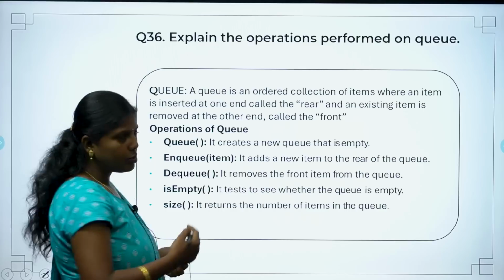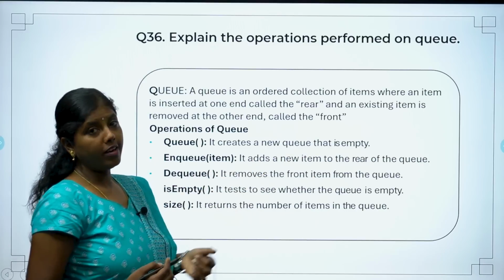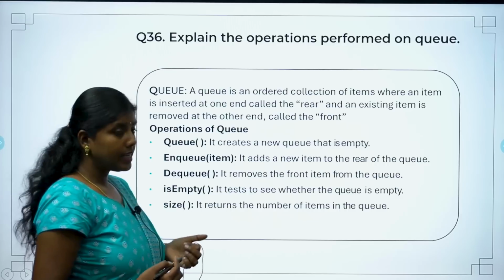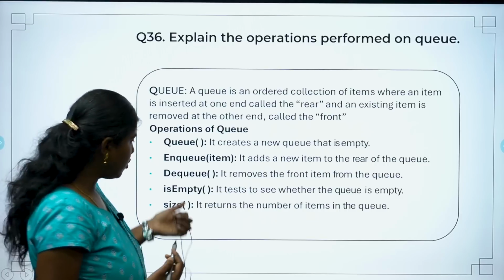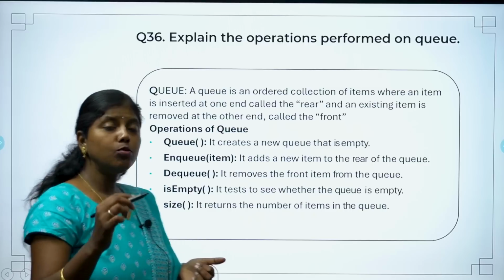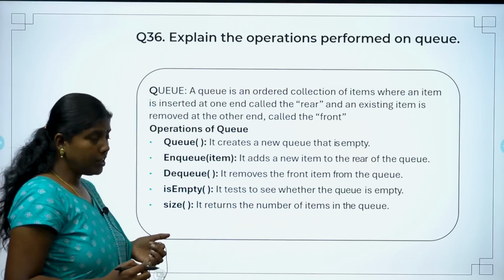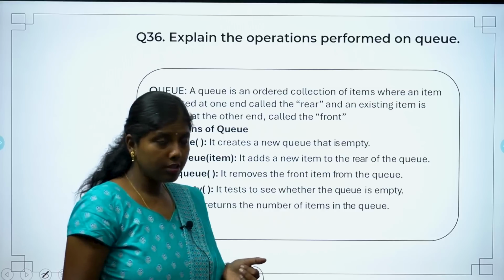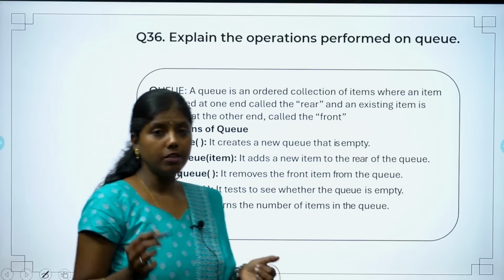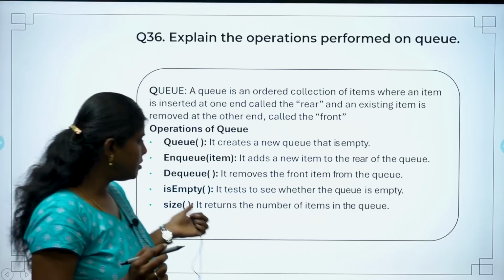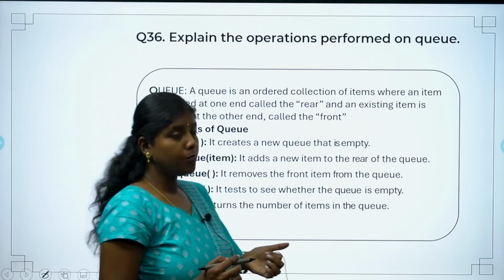Inserting an element into the queue is called the NQ operation, and we usually insert from the rear end of the queue. DQ removes the element from the queue, and it's removed from the front end only. Remember, DQ is also a type of queue. Don't forget that. Is empty tests whether the queue is empty or not. Similarly, we have size. It returns the total number of elements present in the queue. So these are the operations performed on queue.